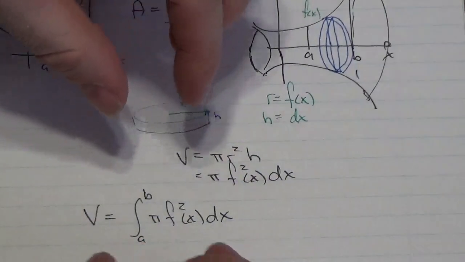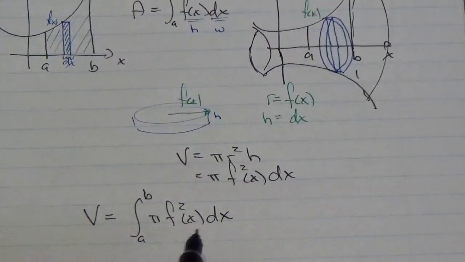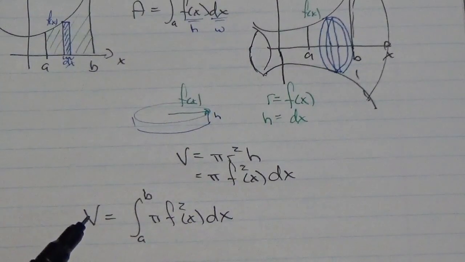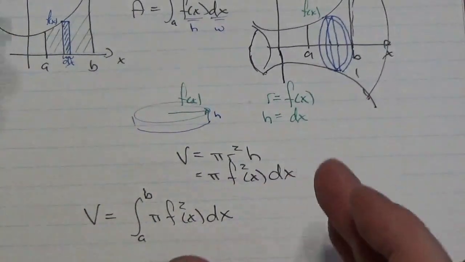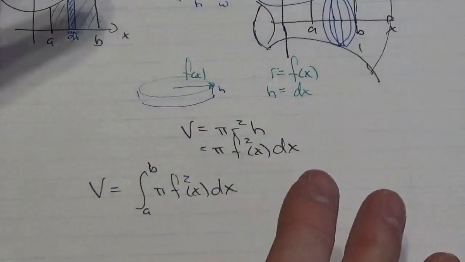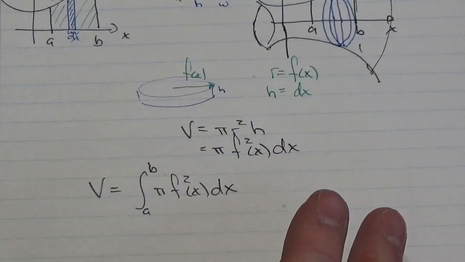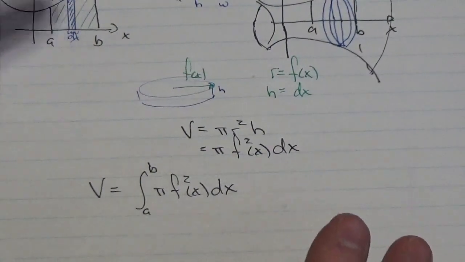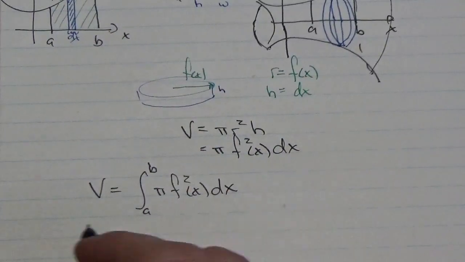Now granted, we're going sideways here, but it's the height of each one of those disks. And when we integrate, that's going to add all of those disks up to give us the overall volume of that shape. Now, let's do an example here. I'll do an example of a cone, so that we already know what the volume is and we can check to make sure that what we've said here is correct.